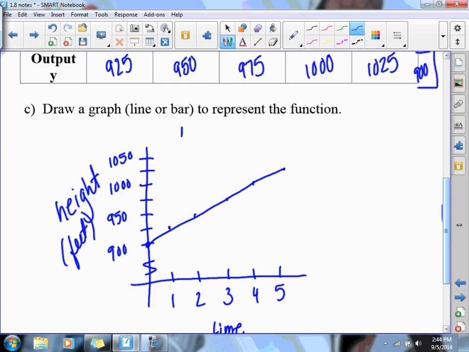And we want to put a title on this. So, hot air balloon ride.